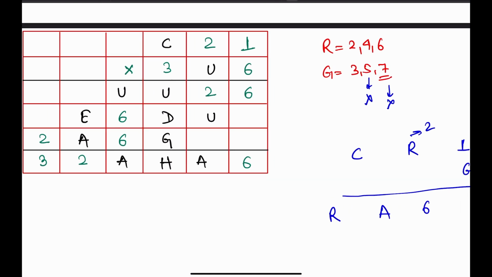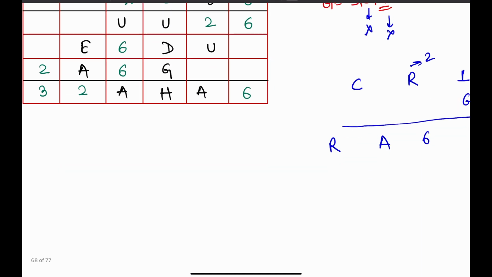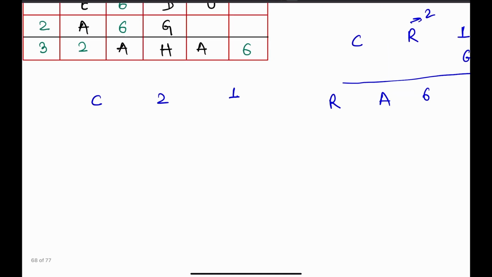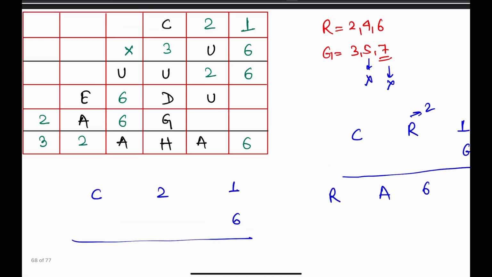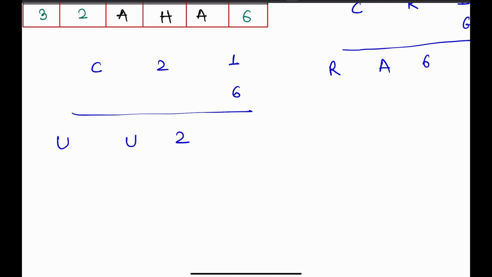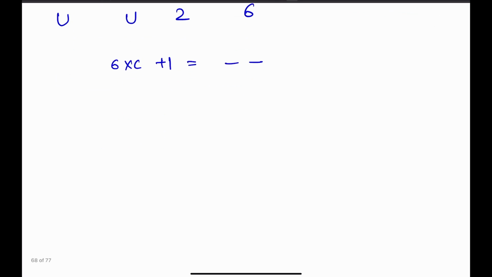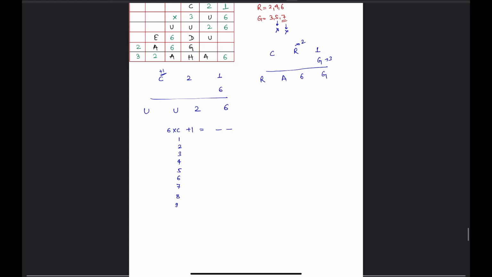6 1 6, 6 2 12, carry 1. So, in blue pen, C 2 1 when multiplied with 6, what am I getting over here? U 2 6. So 6 1 6, 6 2 12, carry 1. So what should we multiply with C? 6 into C plus 1, that I get equal digit. So C value can be 1 2 3 4 5 6 7 8 9. So let's remove all those values which we have already got.